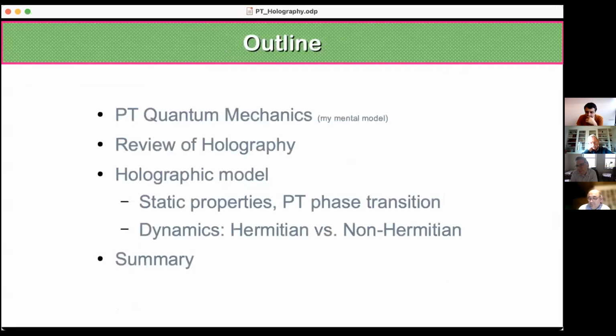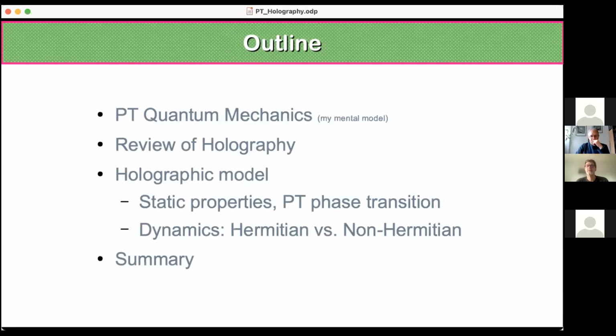This is the outline of my talk. I start very basic with stuff which you all know, but which for me is important because it teaches me how to think about this in a very simple model, and then I try to generalize. This is probably the simplest system of PT quantum mechanics. Then I will spend quite some time on reviewing holography and try to motivate and give a little bit of an impression what you can do, what it's good for, and why people are doing this.